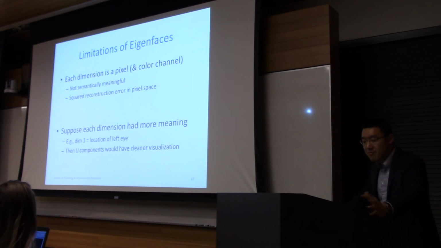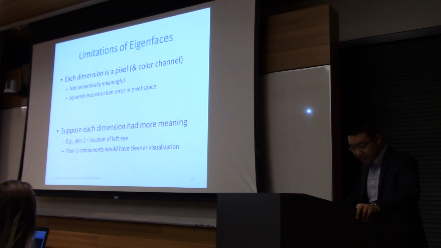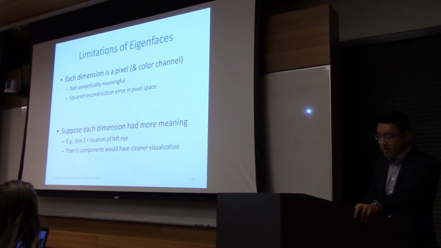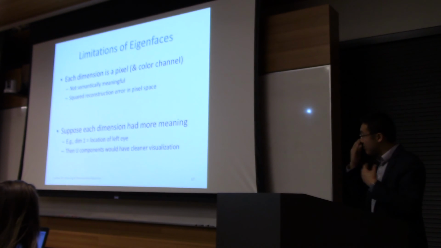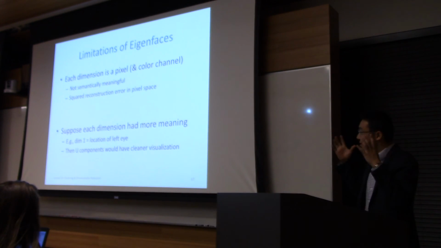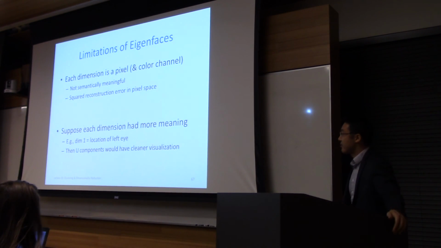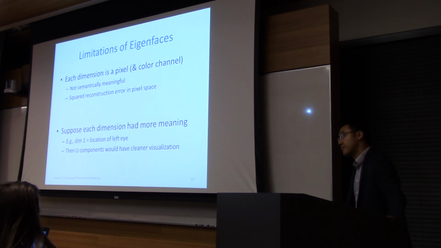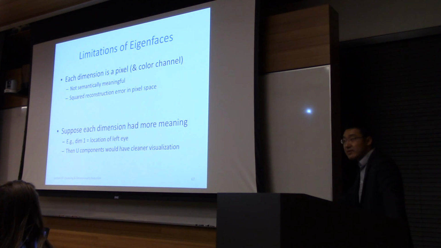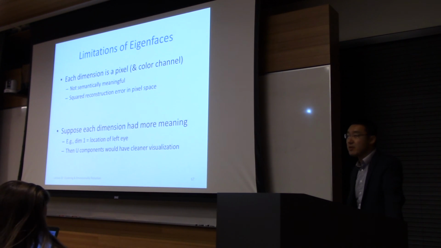Suppose each dimension had more meaning. If dimension 1 was the location of the left eye, then the U components would have a cleaner visualization. Like if there were certain types of faces where the eyes were further apart or closer together, the nose was bigger or smaller, and that was correlated with the shape of the face, the U's would capture those types of correlations as directions of variability, and would have a much cleaner interpretation. And in fact, people have done that. Here I just gave you a very simple example. People have done much more sophisticated versions of eigenfaces where the raw dimensions are not just pixels, but some semantically meaningful feature representation.